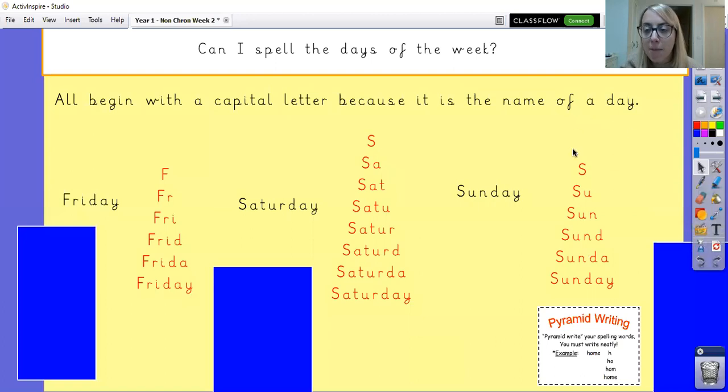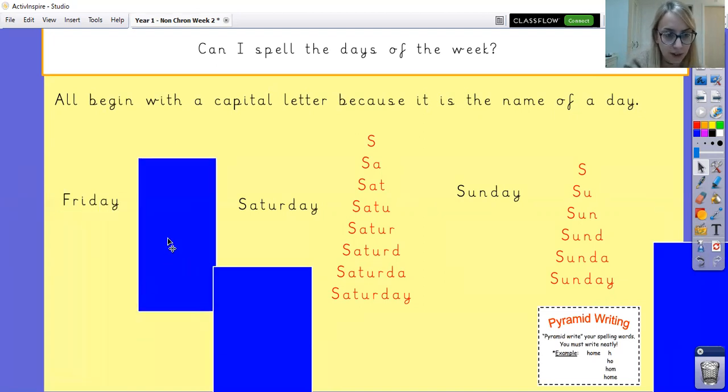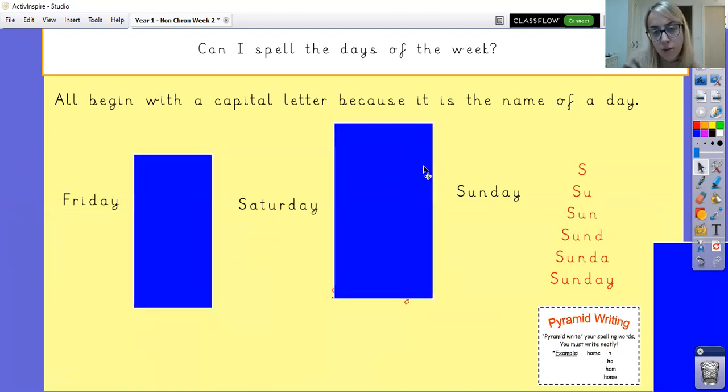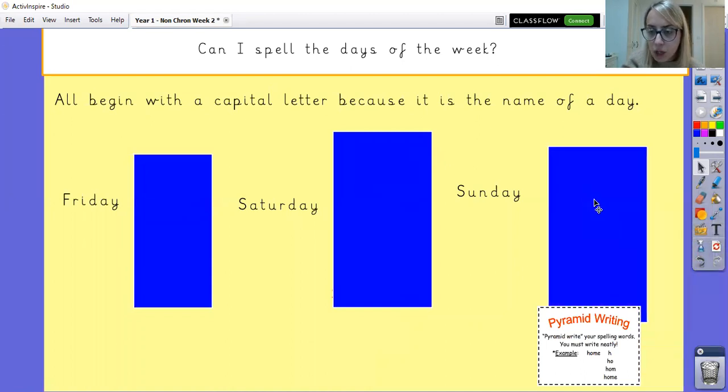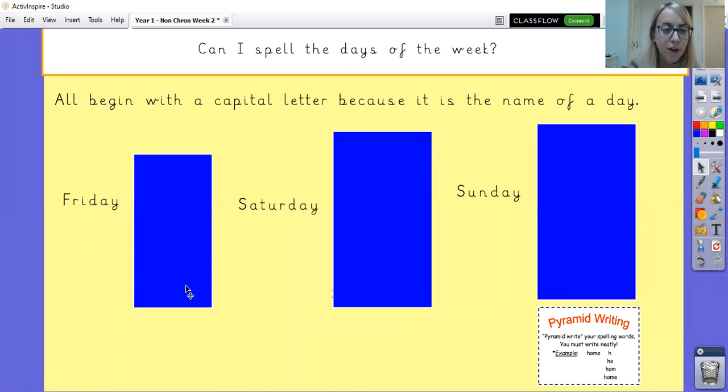So we are building up our word from one letter all the way to the bottom where you have the final word, okay? So have a quick look at how I have done that, then I'm going to cover them up and you're going to have a go at practicing your spellings using the pyramid method. So writing Friday, Saturday and Sunday. So if you could pause the video now and have a go at your pyramid writing.